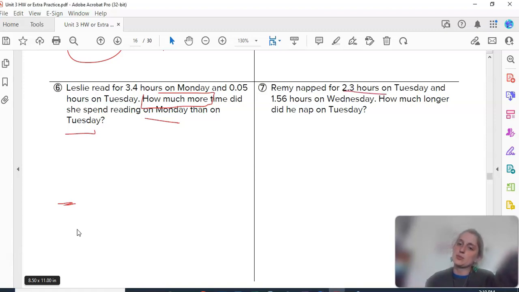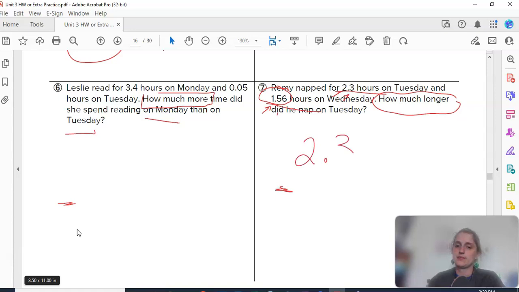Remy napped for 2.3 hours on Tuesday and 1.56 hours on Wednesday. How much longer? Again, a lot of these phrases are telling us if we compare the two, we are subtracting. Which one's the bigger time? Don't get tricked. Just because this has more digits does not mean it's a longer time. This is 1 hour and a bit. This is 2 hours and a bit. We are going to be subtracting like this.